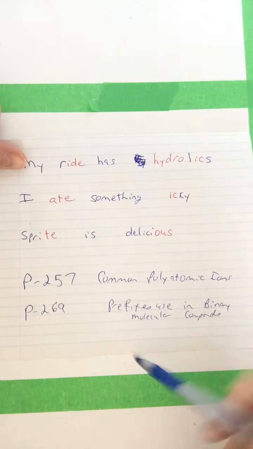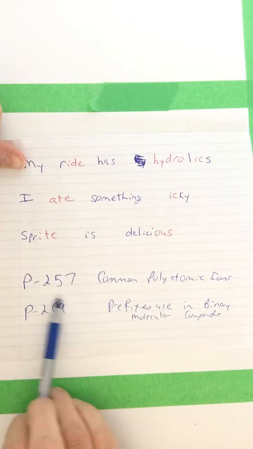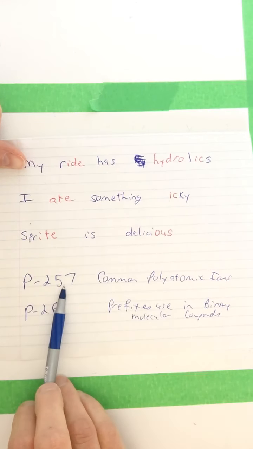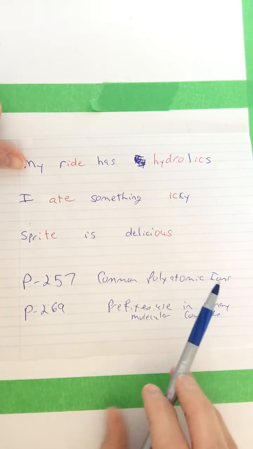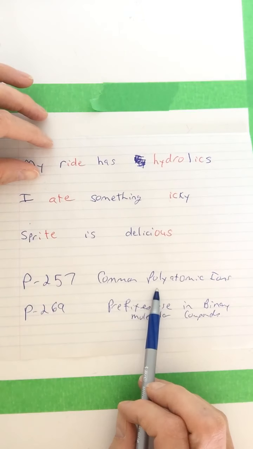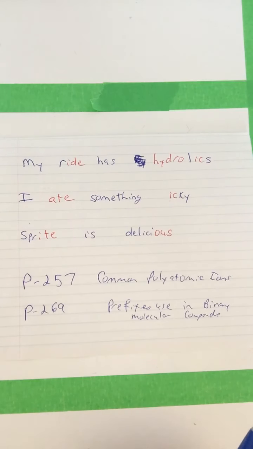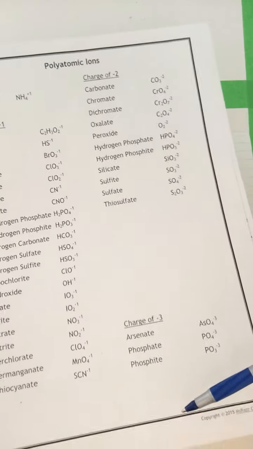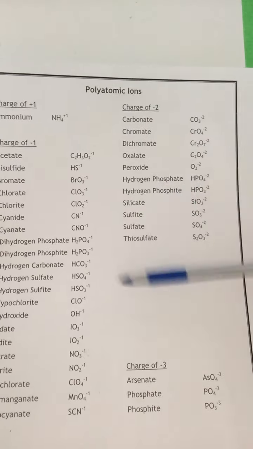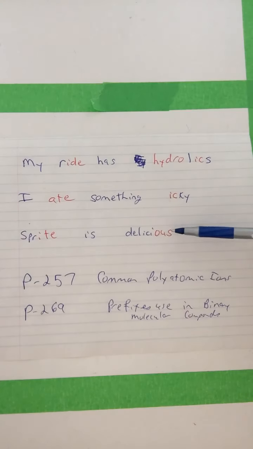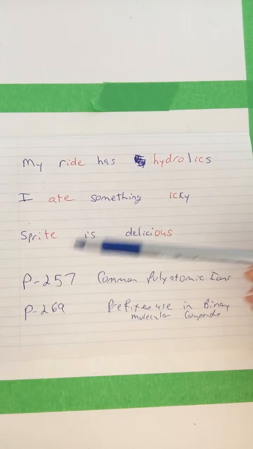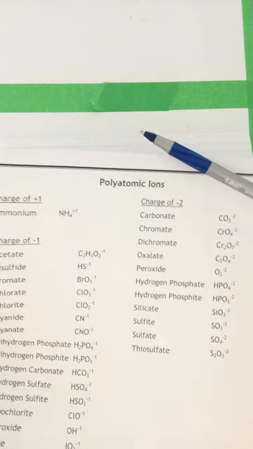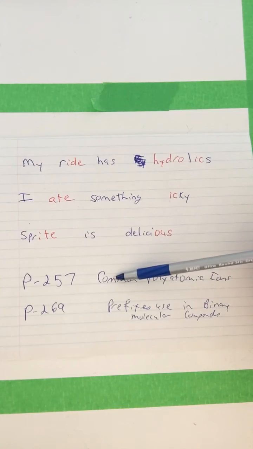Something else I wanted to point out for this unit: on page 257 in your textbook, there are some of the common polyatomic ions listed. I did upload the polyatomic sheet that you've seen me work with last week. You can print this, or maybe you wrote it down and that's great. But if you didn't, there are a few common ones on page 257 in your textbook. It's not as many as this sheet, not as comprehensive, but it could do potentially.